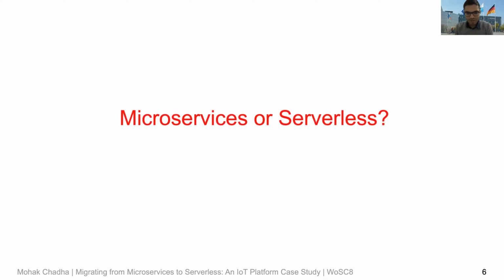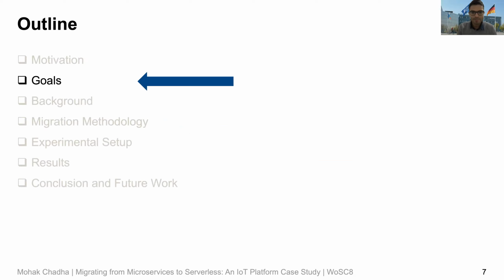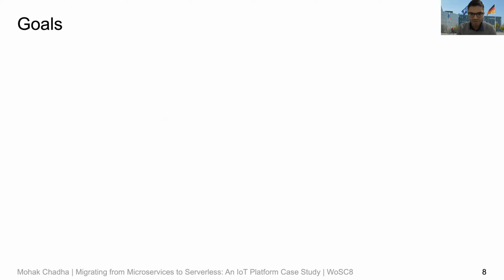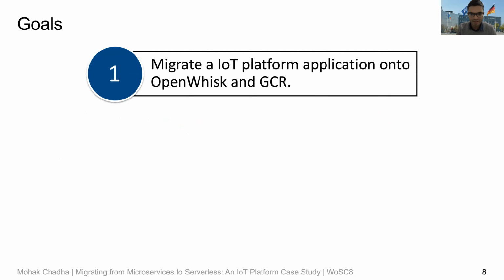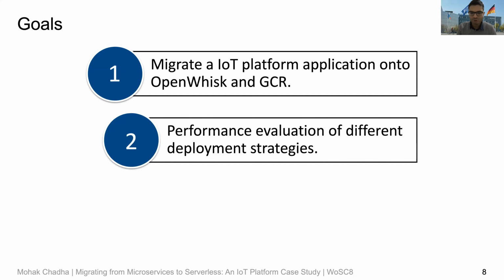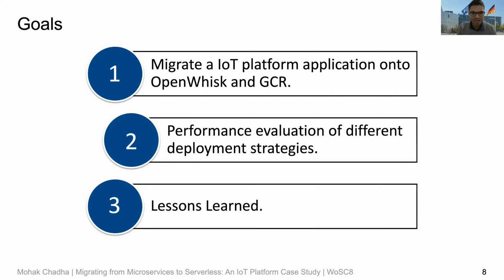So both microservices and serverless architecture have their advantages and disadvantages, and the decision to adopt one over the other depends on several factors. To try and answer that question in this work, we migrate a microservices-based IoT platform application onto Apache OpenWhisk and Google Cloud Run. We evaluate the different deployment strategies with respect to different performance metrics, and finally highlight some lessons learned from this work.